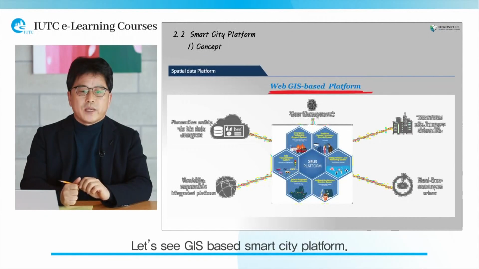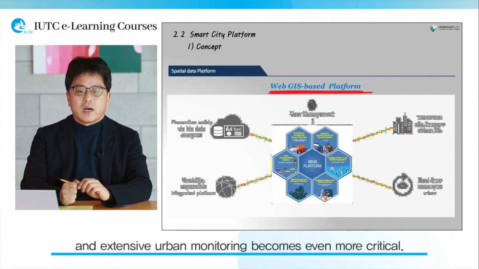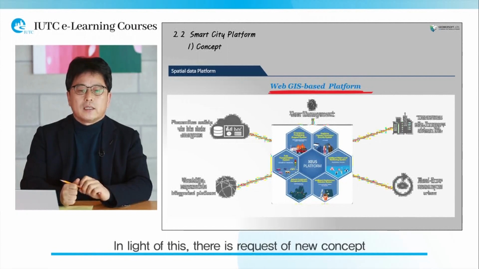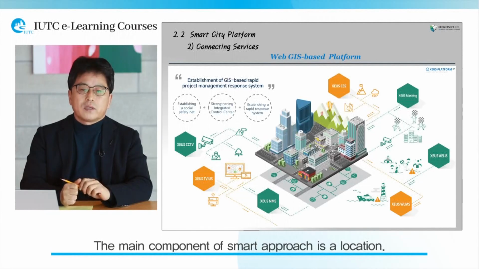Let's see a GIS-based smart city platform first. As urban population rises, planning for comprehensive and extensive urban monitoring becomes even more critical. In light of this, there is a request for a new concept of smart city platform, including location and integration. The main component of a smart approach is location.